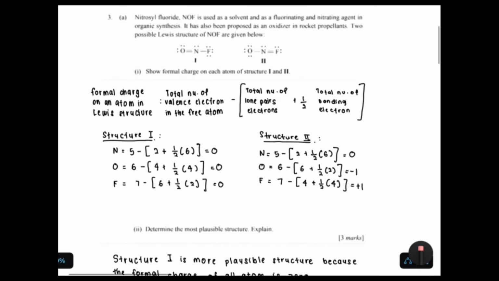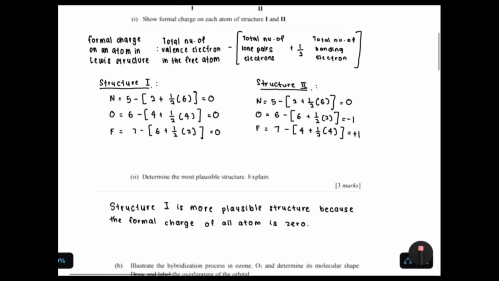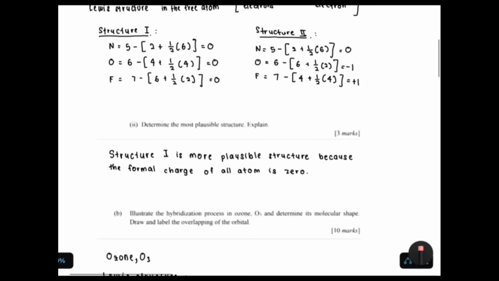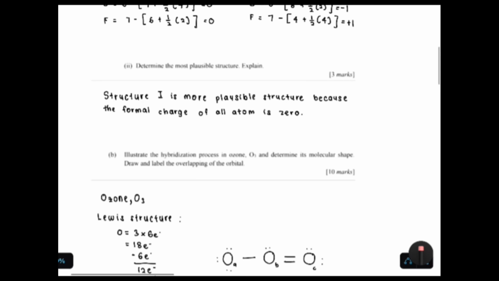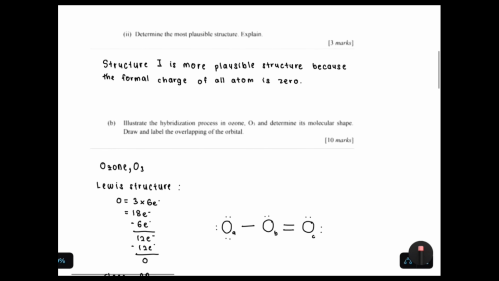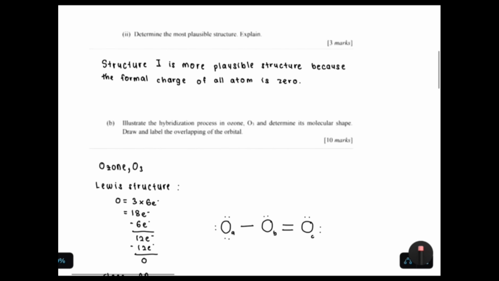For the second question, it asks us to determine the most plausible structure and explain. We need to state the structure first. So we state that structure 1 is the more plausible structure because the formal charge of all atoms is 0, as we calculated above. Okay, so for question B: illustrate the hybridization process in ozone, O3, and determine its molecular shape.